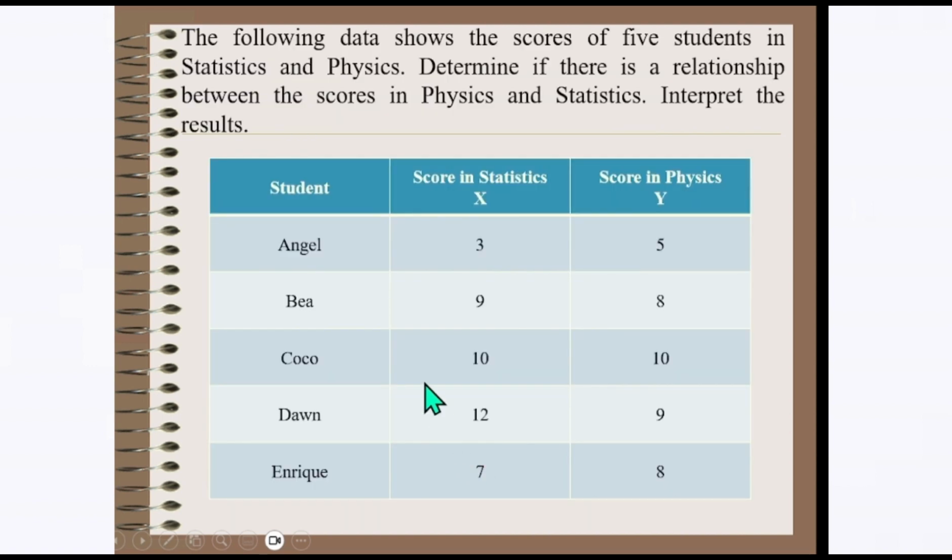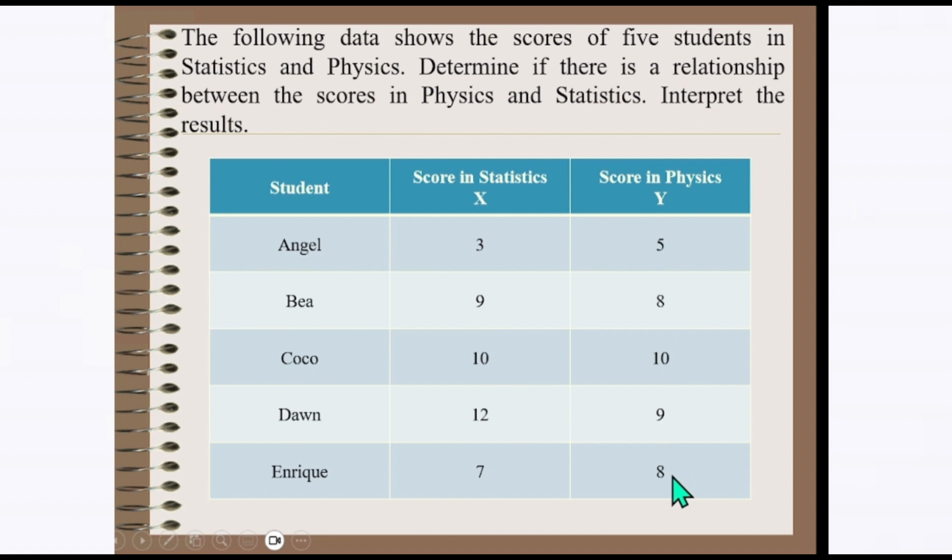Example: the following data shows the scores of 5 students in statistics and physics. Let us determine if there is a relationship between the scores in physics and statistics, then interpret the results. The given scores in statistics of 5 students: 3, 9, 10, 12, and 7. In physics: 5, 8, 10, 9, 8.